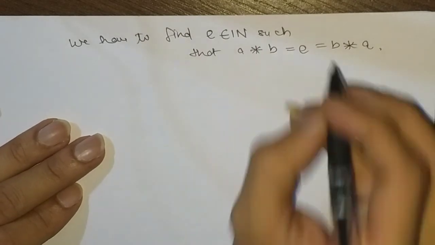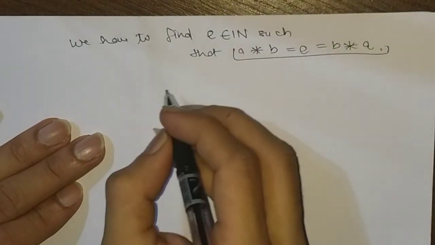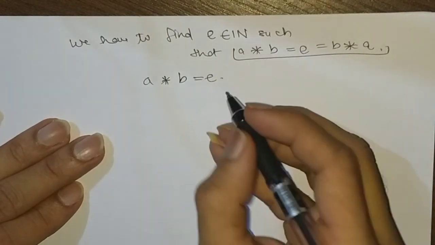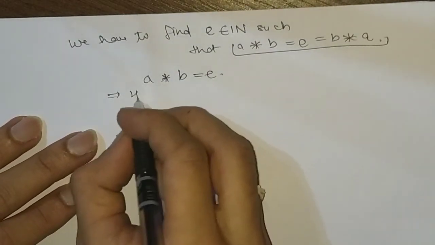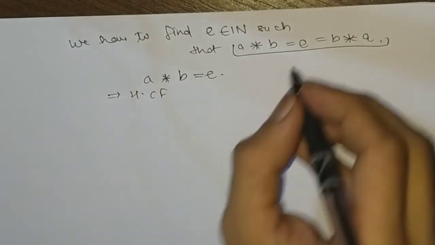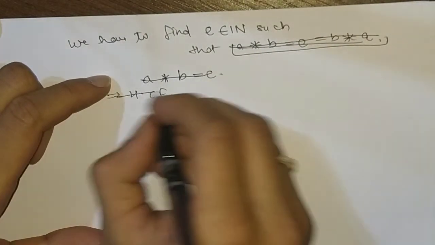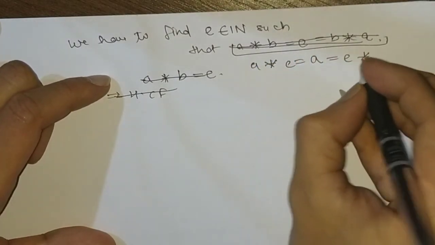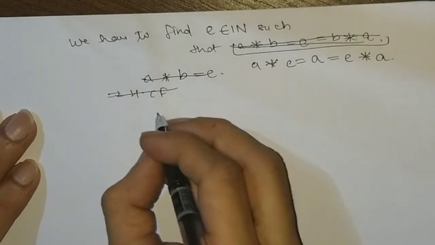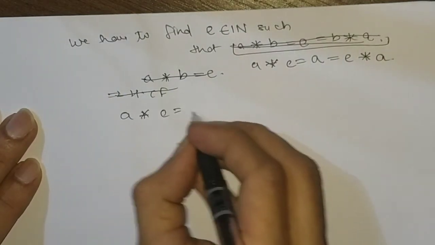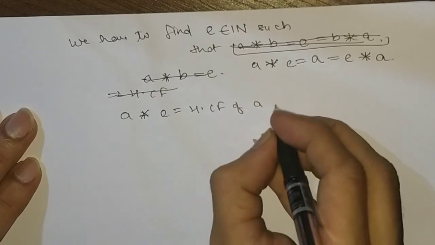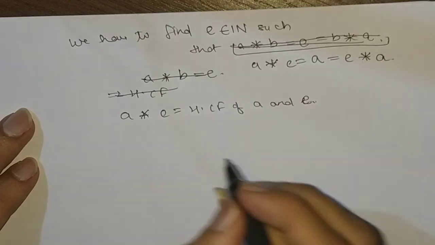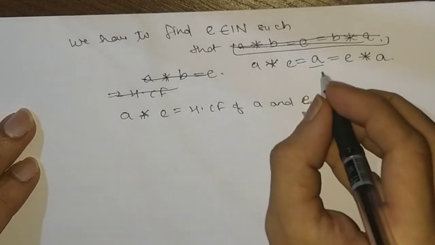Now let us take one side of that equation. Oh sorry, what I have written here is not correct. What we have to get is E such that A star E should be equal to A, which should be equal to E star A. Now A star E means HCF of A and E, and that should be equal to A.